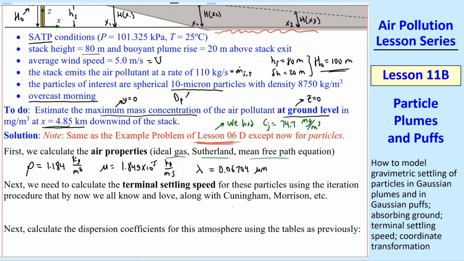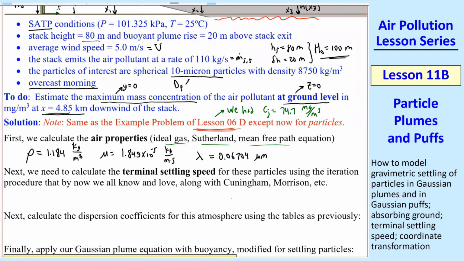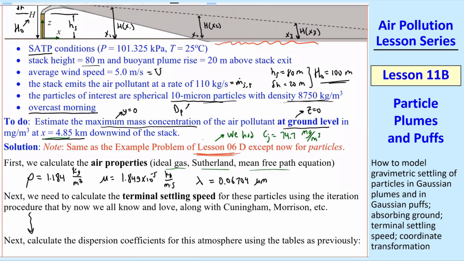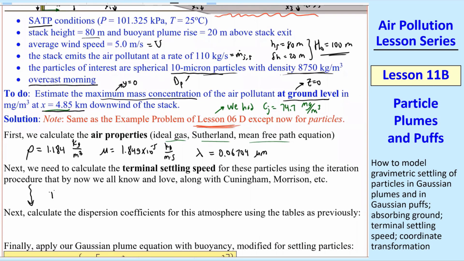Next, we need to calculate the terminal settling speed of these particles, and you should have that programmed in already. So for a given particle size and density, and for these air properties, you need to iterate along with the Cunningham correction factor, the Morrison equation, and you know how to do that. You see why I told you to program these up in software, so this should be just trivial for you now. Make sure you get my answers like always: 0.02621, I'll give 4 digits here, meters per second.